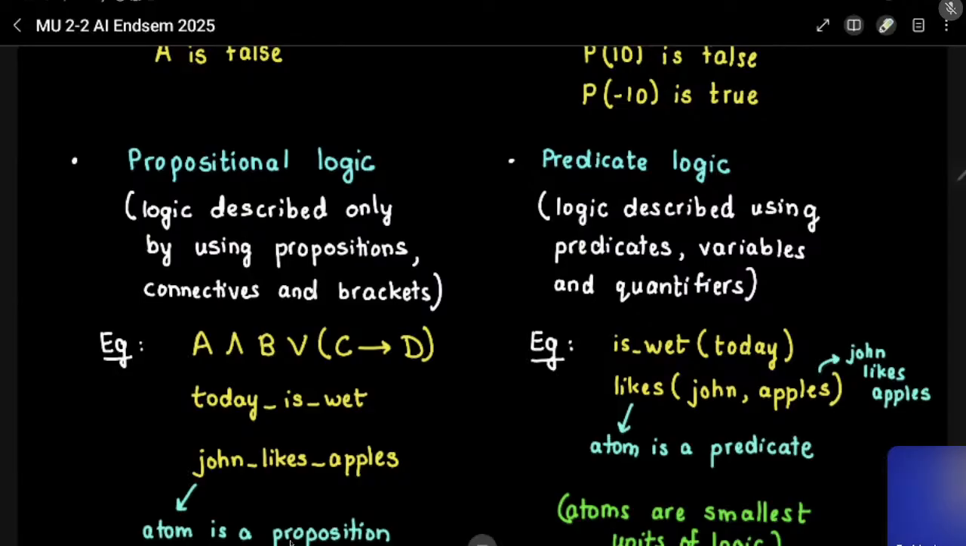Predicate logic is like, now you get it. You just use predicates. And since you're using predicates, you'll also need variables. And in addition to that, you also have quantifiers. For example, your predicates look like this. You have P of n, where P is wet, and I've substituted a value. Instead of n, I kept today. So this is predicate logic. You're using a predicate and then you've substituted values in that.